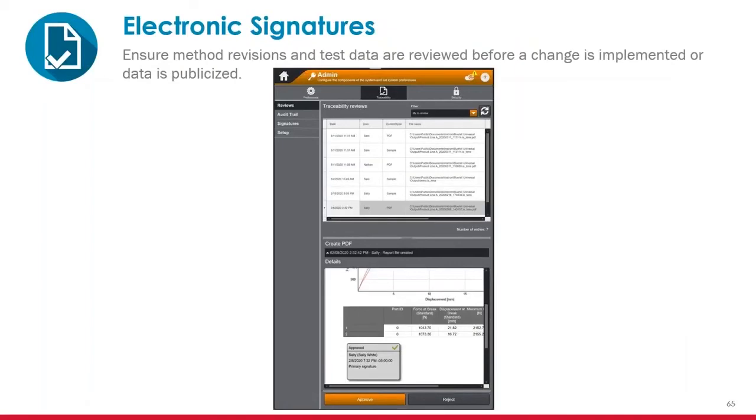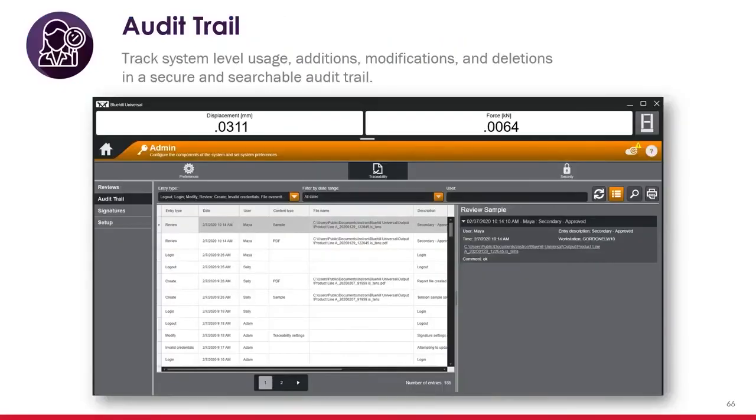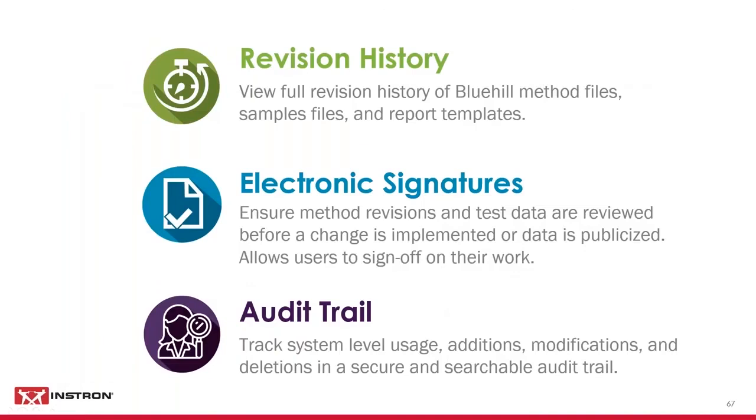The second component is the ability to use electronic signatures to replace the need for manual signatures. And last, a searchable audit trail that tracks all changes made to all Blue Hill Universal files. The audit trail also tracks all system-level usage, such as user logins and logouts, and can identify when someone has tampered with a Blue Hill Universal file. These features, revision history, electronic signatures, and audit trail, when used with Blue Hill Universal security features, enable users to know who did what, when, and why in their test system, and have the power to prove it during an audit.